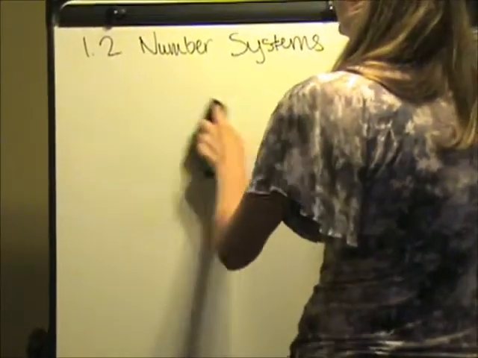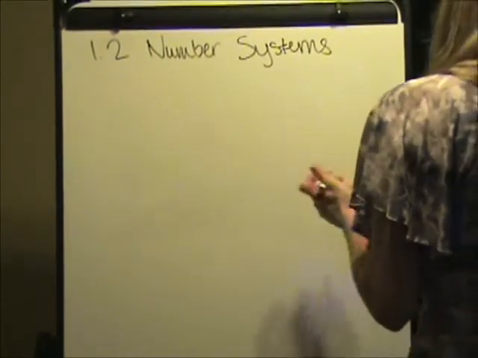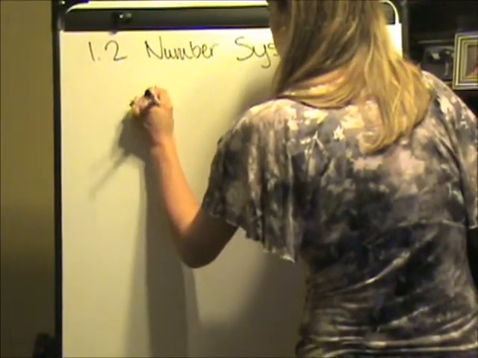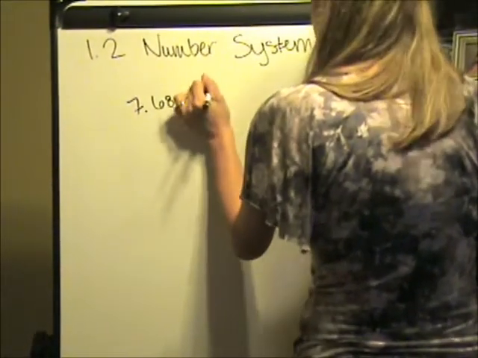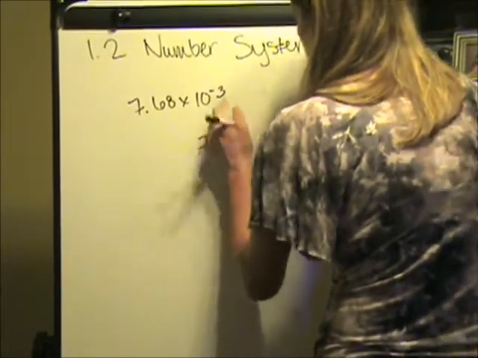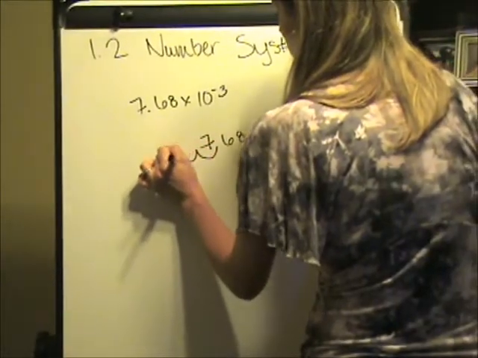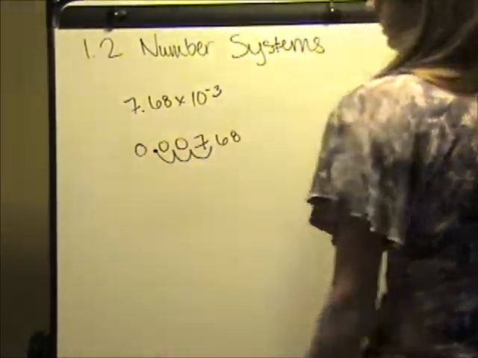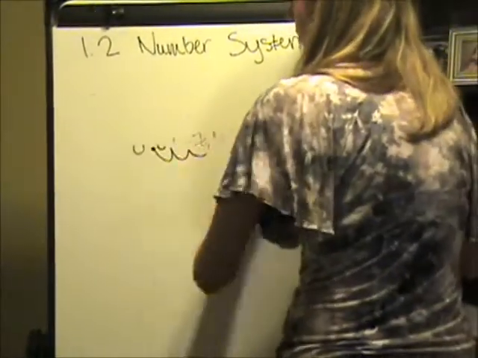The key is just getting to recognize whether you're going to move the decimal to the left or to the right. Number 25, 7.68 times 10 to the negative third. 7.68, and it's negative, so we're going to go to the left. 1, 2, 3. And you can always put the 0 in front if you feel comfortable doing that. That's just a preference, whether you like to do that or not.